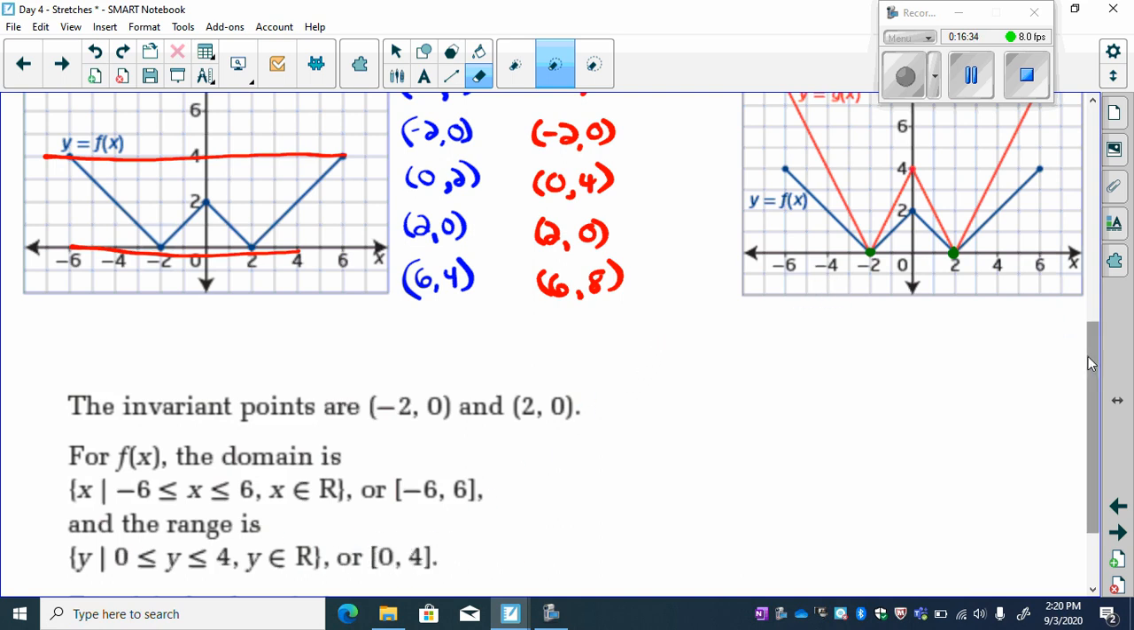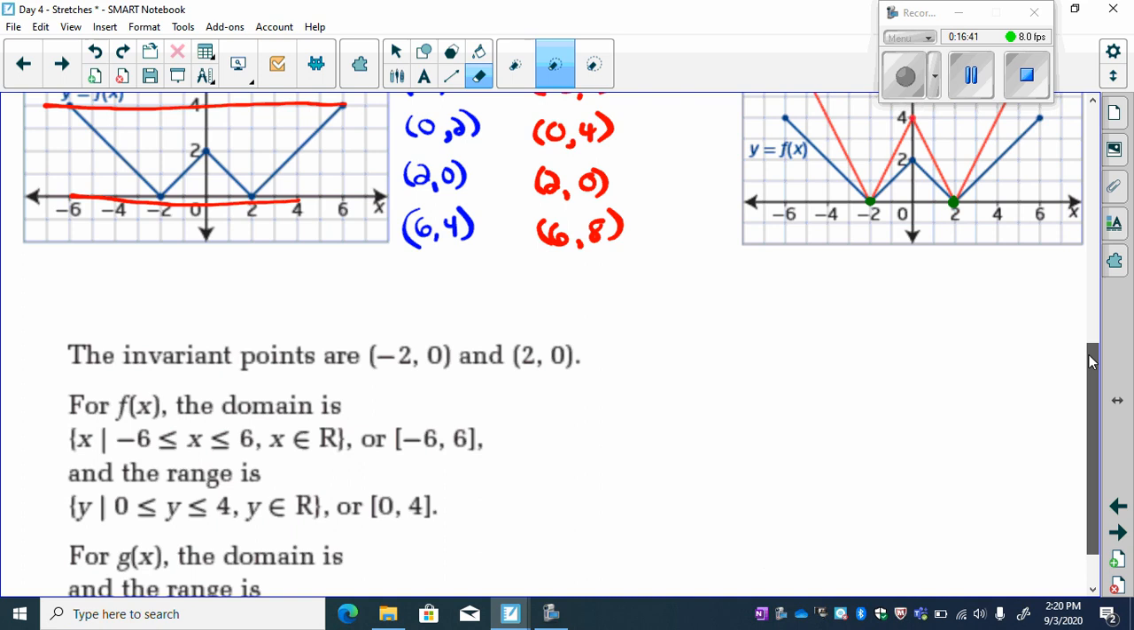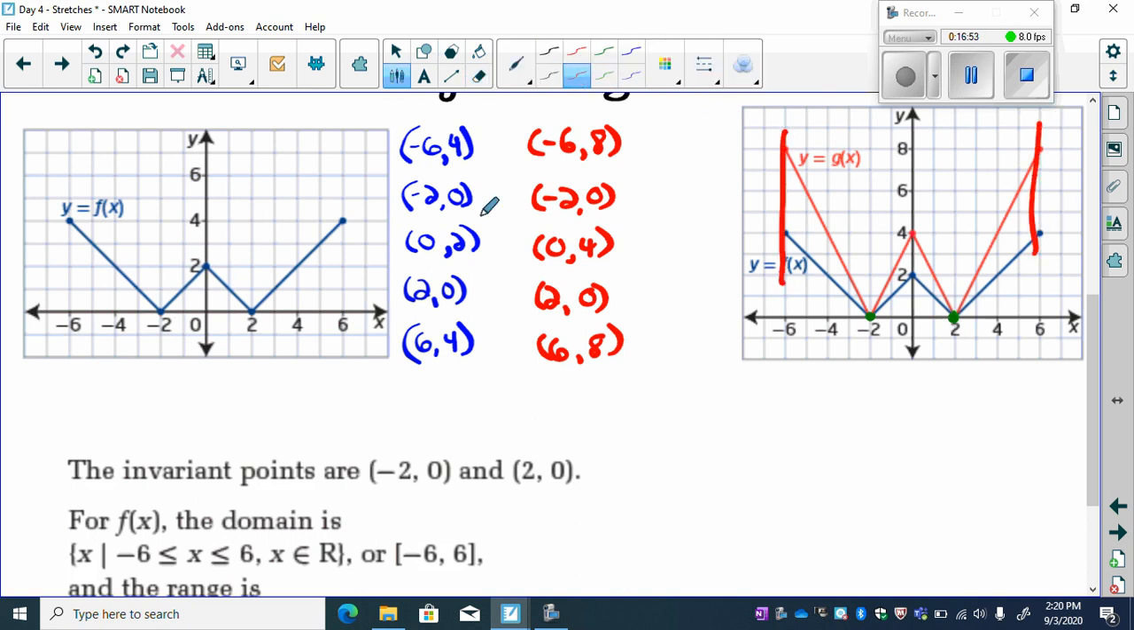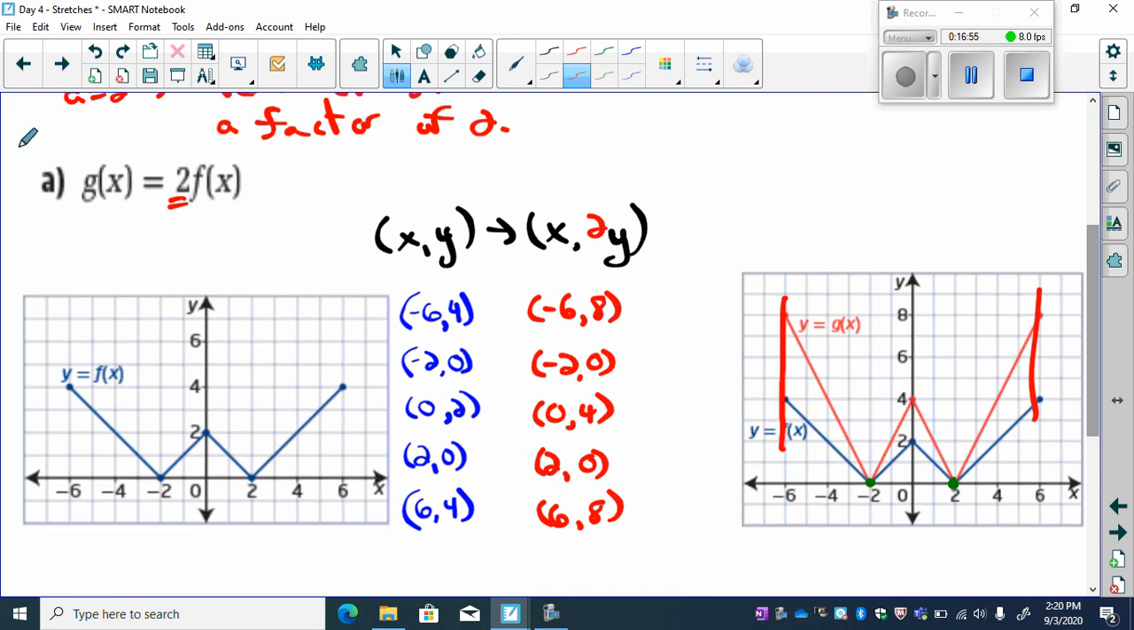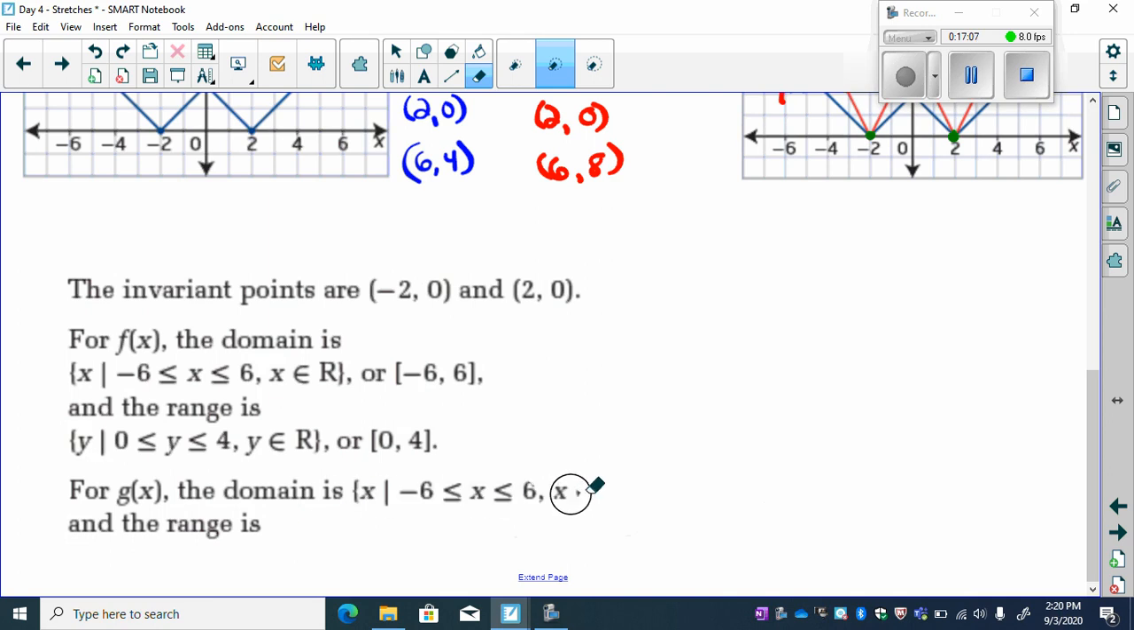All good. Now, think about the domain of g of x, the transformed curve. So g of x is this red one, the transformed one. The domain is still from negative 6 to positive 6. Well, that makes sense because we were talking about a vertical stretch. I did not change the x values. So the domain for g of x is the same as the domain for f of x, from negative 6 to positive 6.